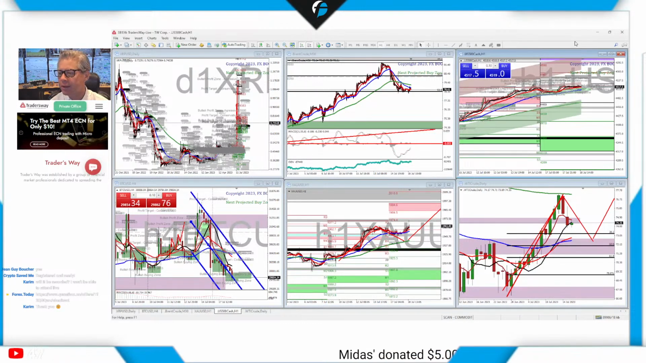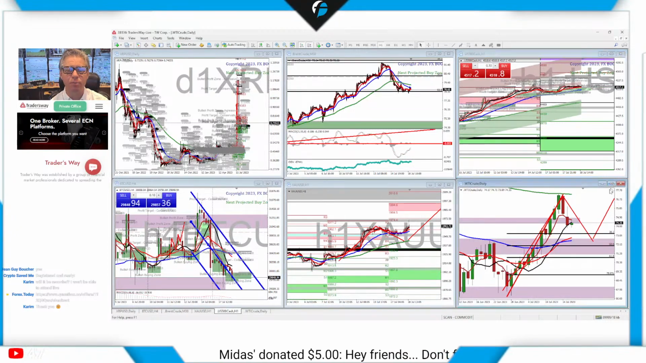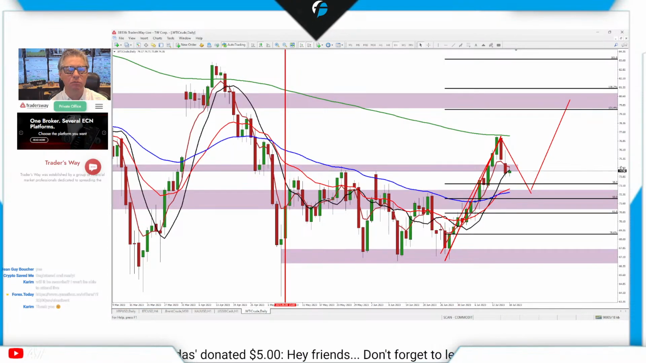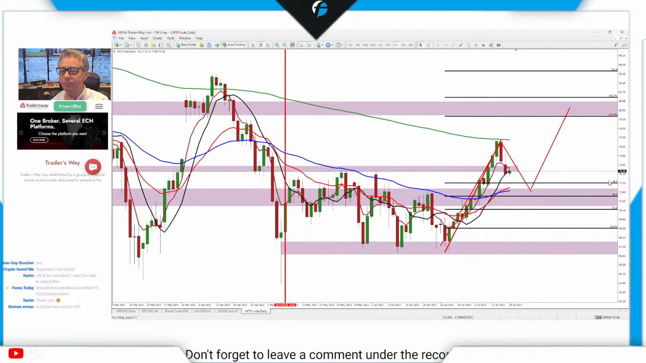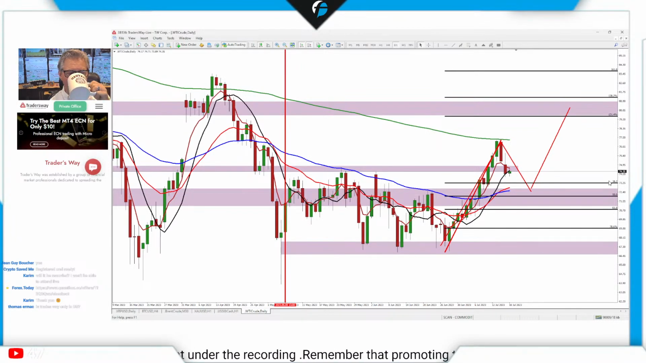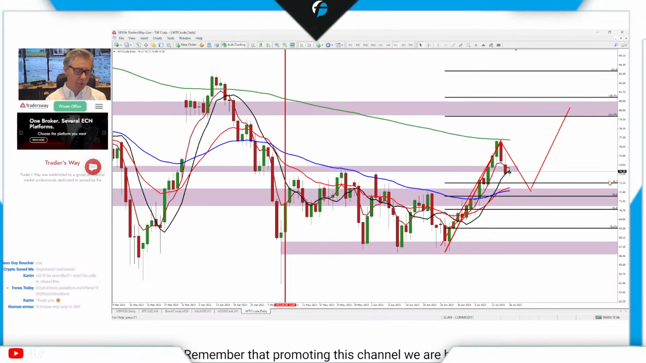Cool. So why don't we just start here? Here's the trade plan from a week ago. We're getting there, huh? We're getting there. Okay? What do you think?